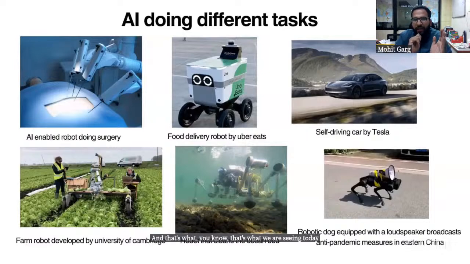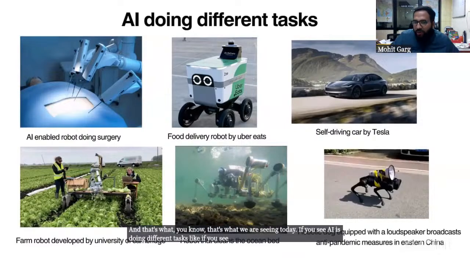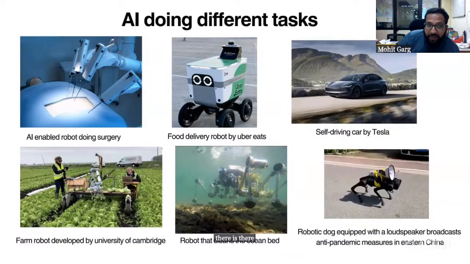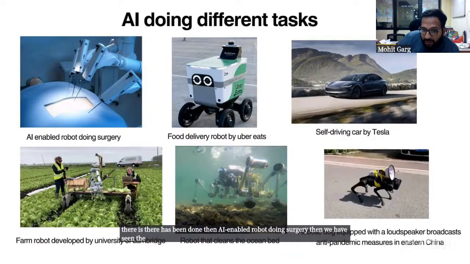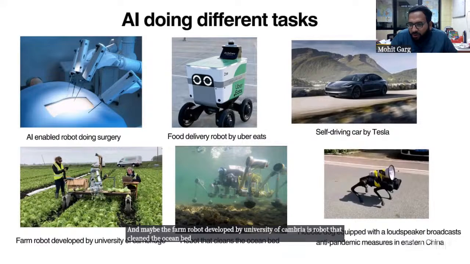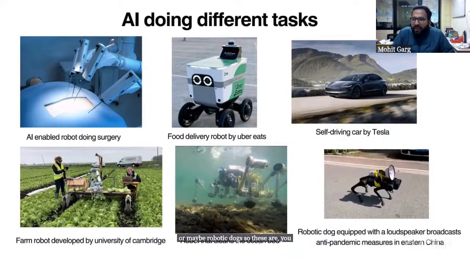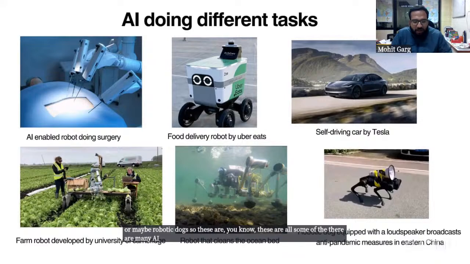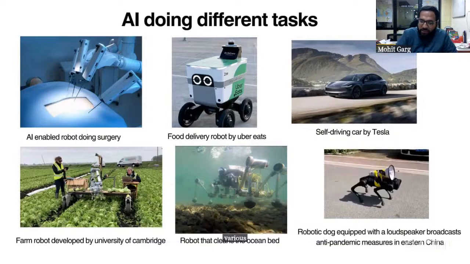AI is doing different tasks. There are food delivery robots by Uber Eats, AI-enabled robots doing surgery, the self-driving car by Tesla, a farm robot developed by the University of Cambridge, a robot that cleans the ocean bed, and robotic dogs. There are many AI applications, and we have been seeing various kinds of AI technologies in our day-to-day life these days.